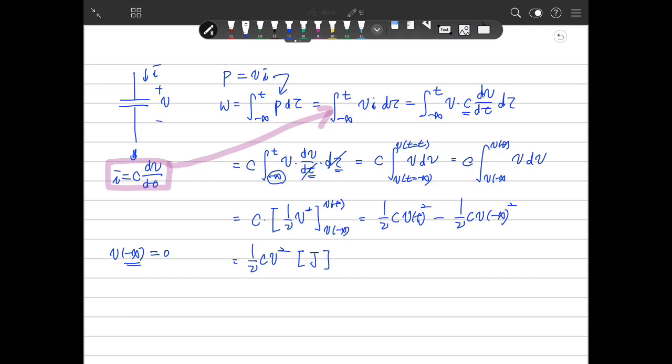So if you are asked what is the energy stored in the capacitor, then it is half C V squared.